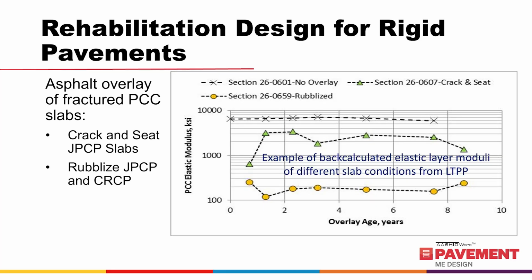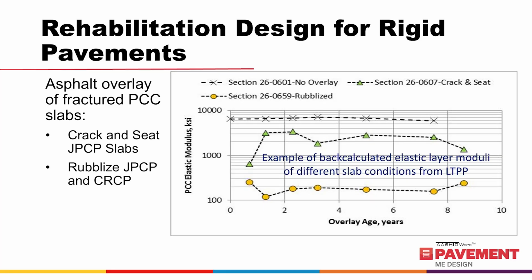The modulus of elasticity for this crack and seat section varies from 600,000 to over 3 million psi. For the crack and seat strategy, only the modulus of elasticity of the fractured layer is needed. Strength is not needed because the PCC slab is assumed to be fully damaged. No additional fatigue cracking is predicted.